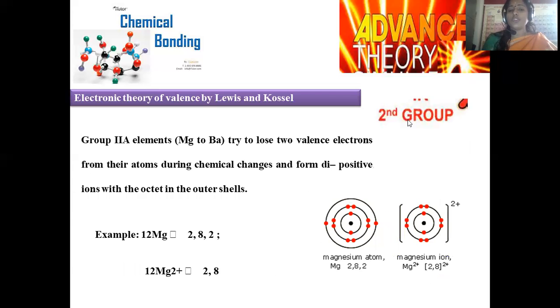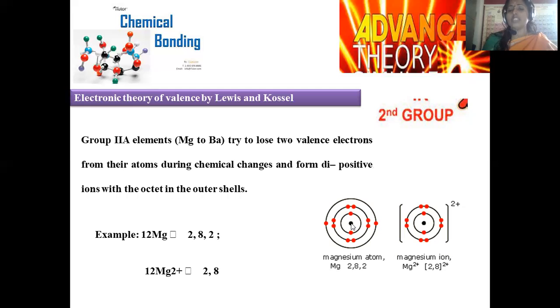Now, move on to the second group, where the elements range from beryllium, magnesium, calcium, barium, radium. All these elements grouped in the second group try to lose their valency electrons. How many? 2 valency electrons will be lost by these alkaline earth metals, so that they are converted into a dipositive cation. And they lose 2 electrons from the outermost shell, because ns² is the outermost configuration. If these 2 electrons are lost, again there is a possibility of noble gas configuration.